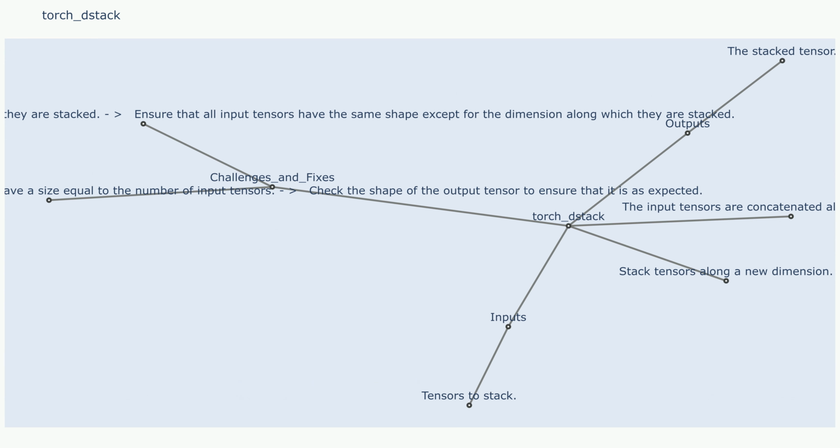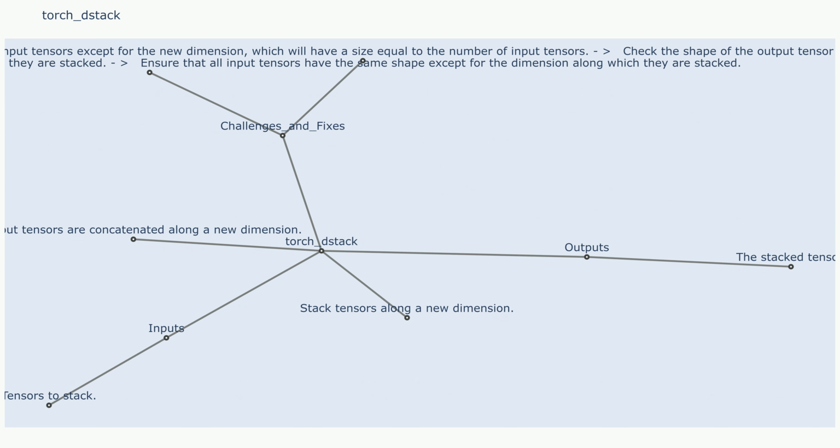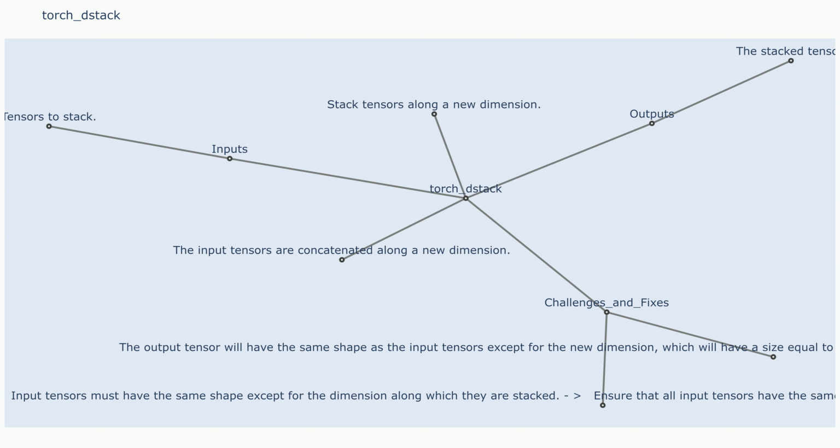Challenge 2. The input tensors must be of the same data type. Sample use case that resulted in challenge 2: trying to stack tensors with different data types. For example, trying to stack a float tensor with an integer tensor. Fixes to challenge 2: ensure all tensors have the same data type. You can use the torch.to function to convert tensors to the same data type.